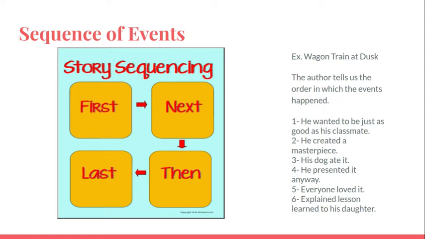So first, he wanted to be just as good as his classmate, if we're thinking of Wagon Train at Dusk. He then created a masterpiece. After that, his dog ate it. After that, he still decided to present it anyway. After that, everyone loved it. And finally, he explained the lesson he learned to his daughter. So we can see that has a first, next, then, and last.